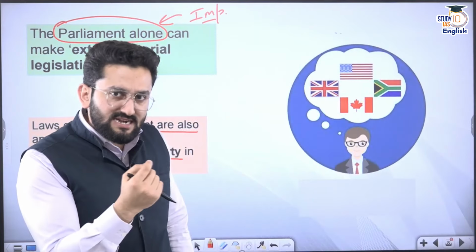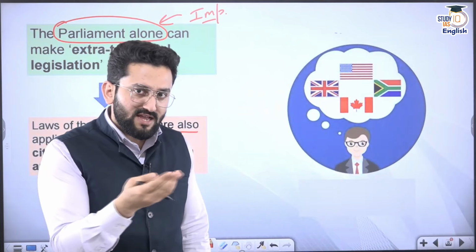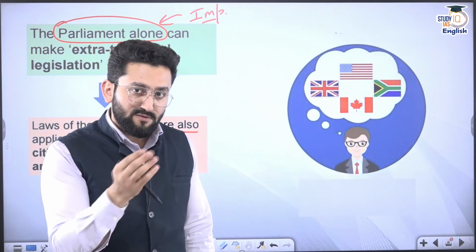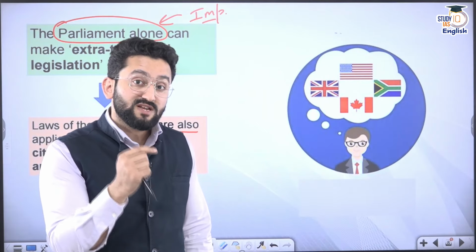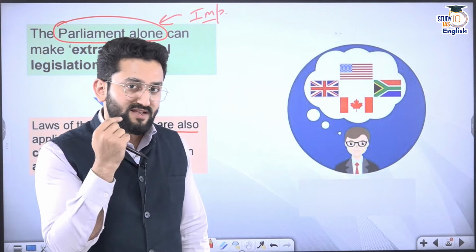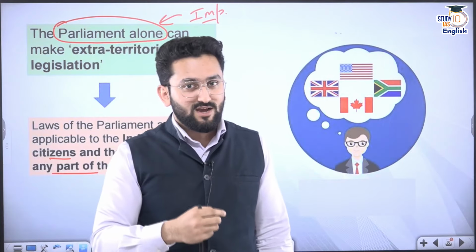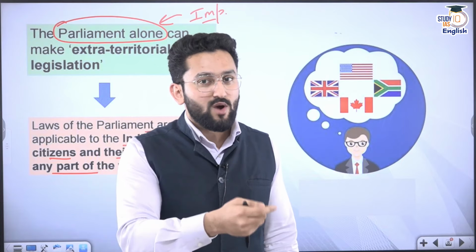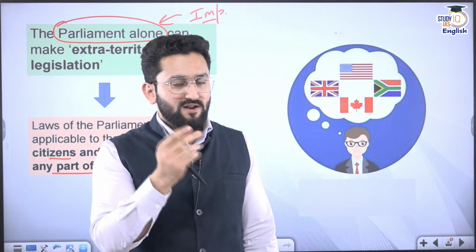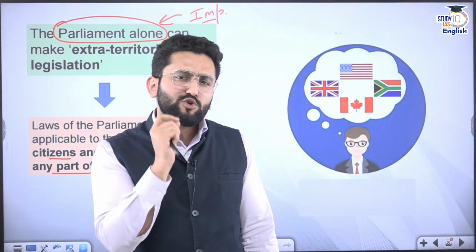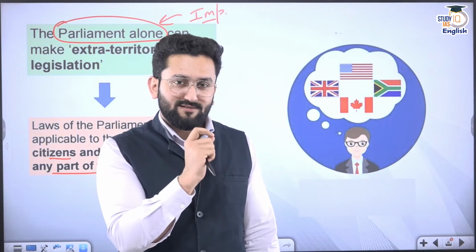When I'm using the word territory on which Parliament is having power, what does it mean? It means the definition of territory which we discussed in part 1. It means all states, UTs, as well as all the territories which are acquired by India. I find a beautiful scope of question here.